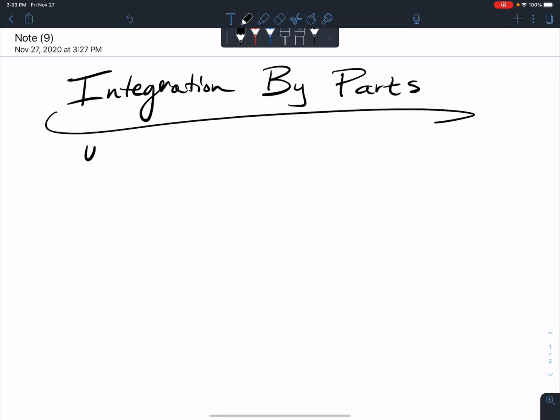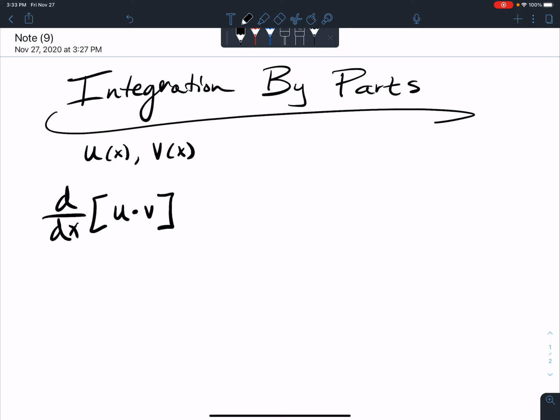So let's take two functions. We have a function u of x and a function v of x. So these are both functions of x. And I'm going to take the derivative of their product, because remember, integration by parts is undoing the product rule. So it makes sense that I need to start with the product rule. So let's take the product rule of this.